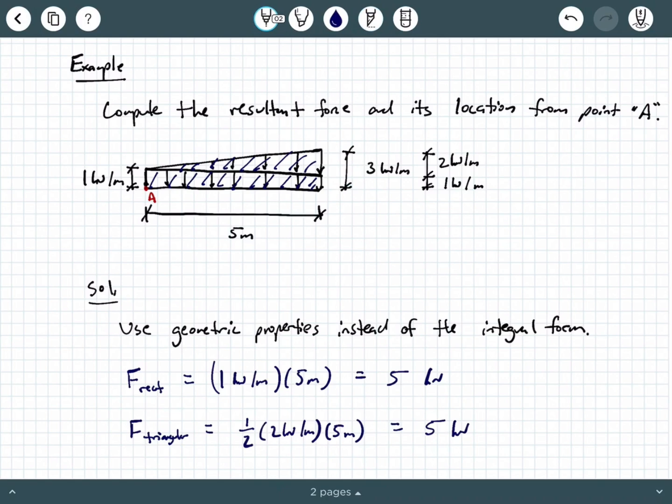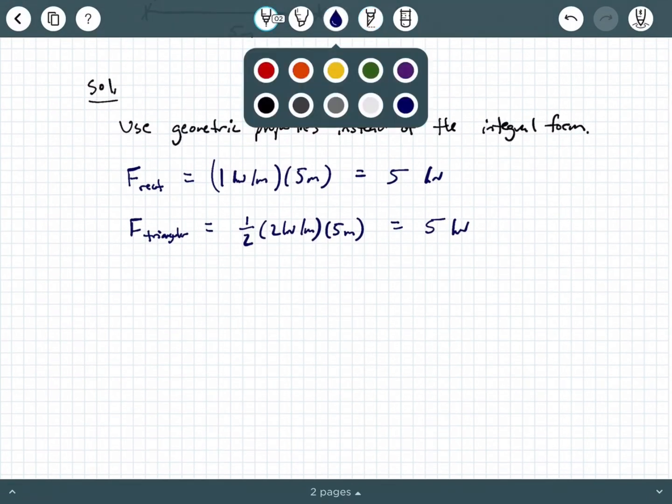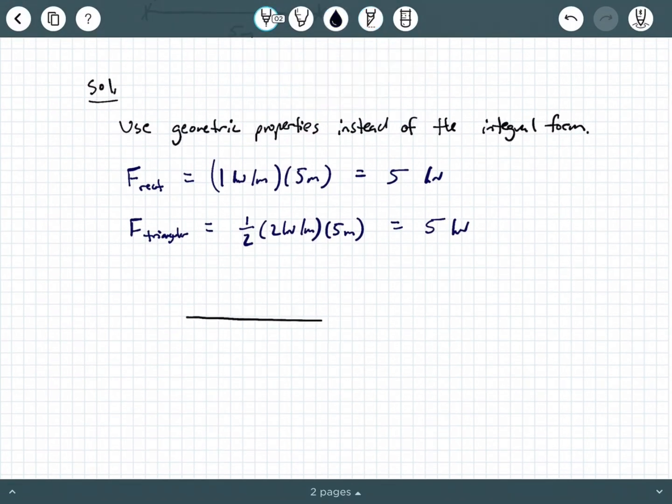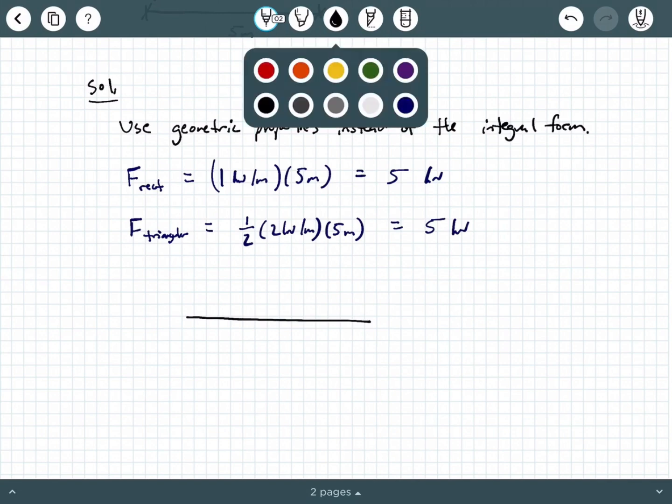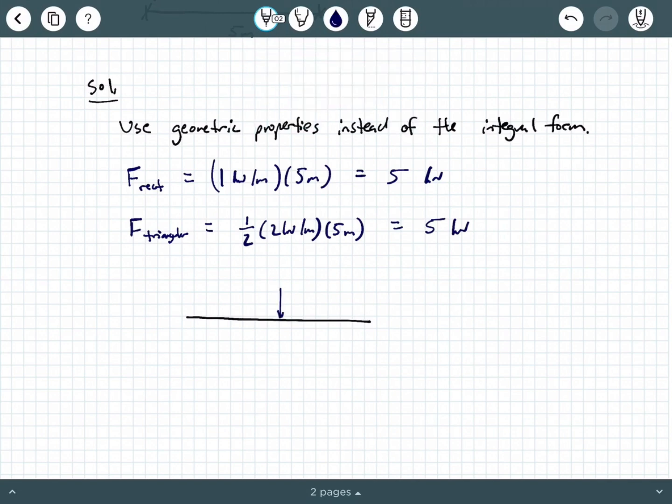And we should remember from our previous videos where the equivalent load for a triangular distribution is, and that's 2/3 of the length from the tip here, or you could look at it as 1/3 of the length from the back face. So right now what I'm going to do is draw an equivalent system based on these two equivalent loads as they are now. So right here we have F rectangle, which is 5 kilonewtons. And then over here, we have F triangular, which also happens to be 5 kilonewtons.